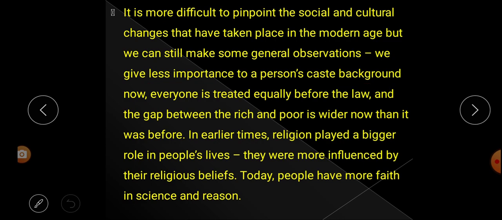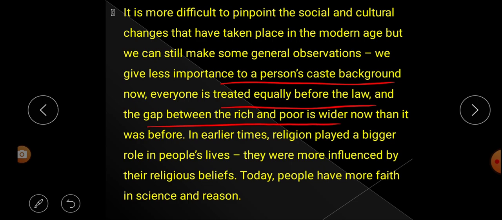Next thing, everyone is treated equally before the law. At present, everyone is treated equally before the law, and there is no gap between rich and poor as there was before. That means as compared to the earlier era, we are now giving less importance to caste background and treating everyone equally before the law.